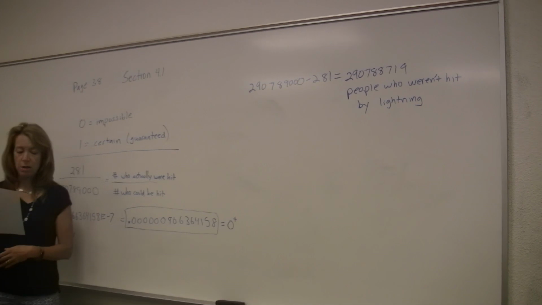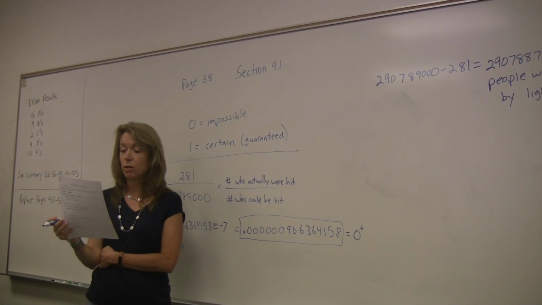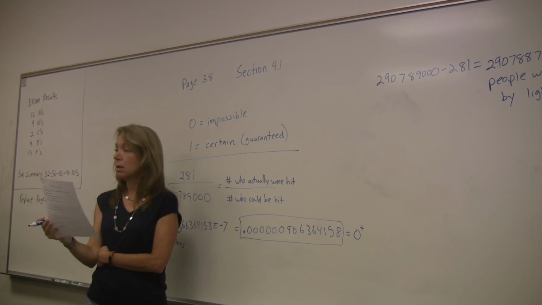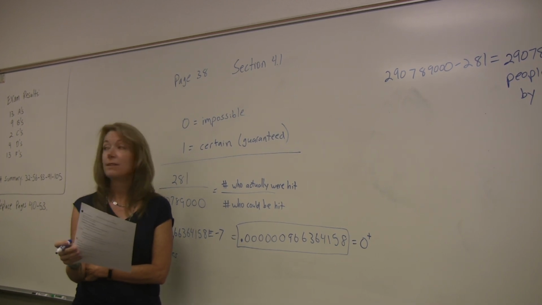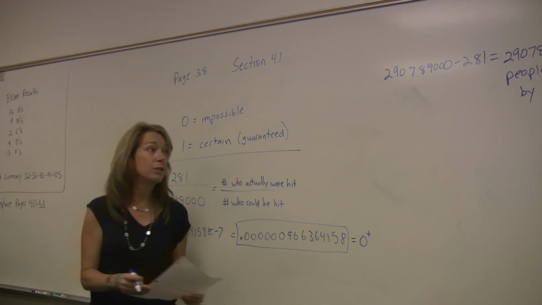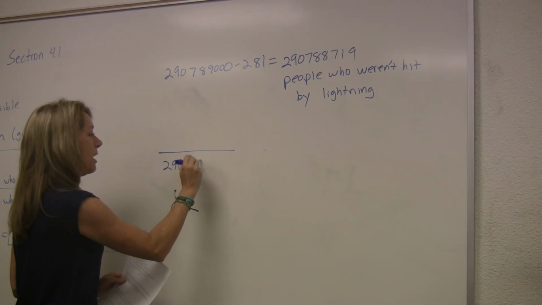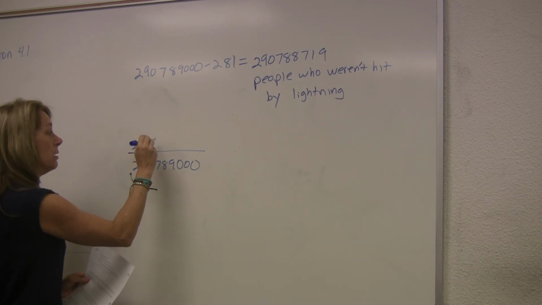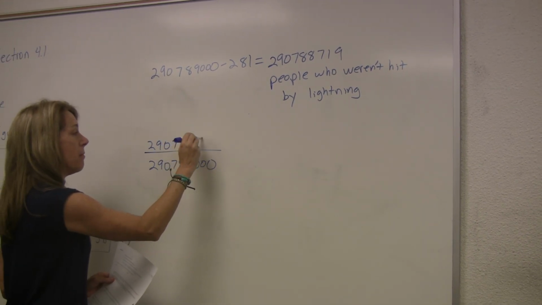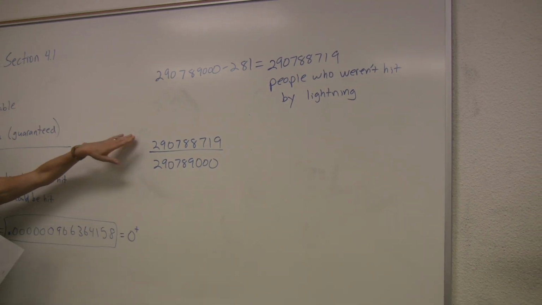So if I want to estimate the probability that a randomly selected person will not be hit by lightning, what am I going to do? Divide it by the whole. Divide that by everybody again. The denominator is always all possible people. So I have my denominator, which is everybody, and my numerator is that number. The people who were not hit by lightning divided by the total.